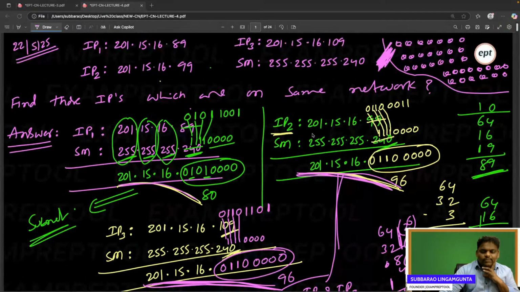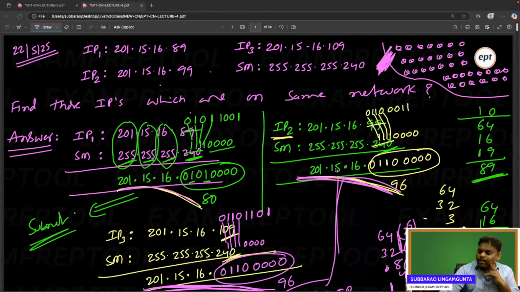It's the most expected question. Just this note is very, very important. Subnet mask, IP and operation, subnet ID you will get. That is a very, very important point. Subnet mask and IP AND operation, you will get the subnet ID.